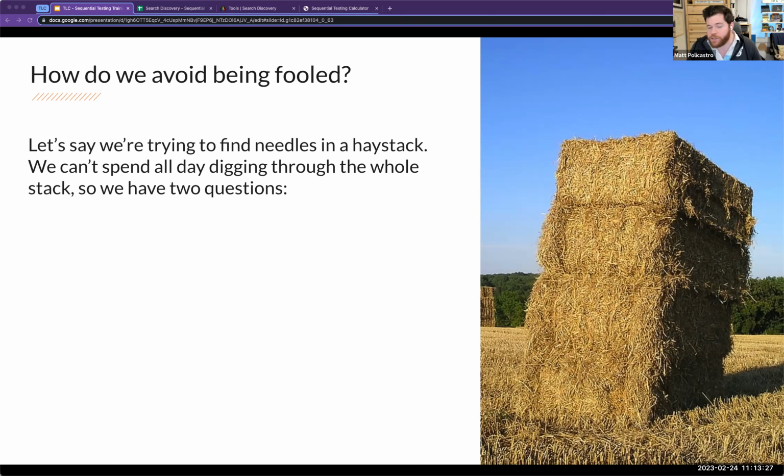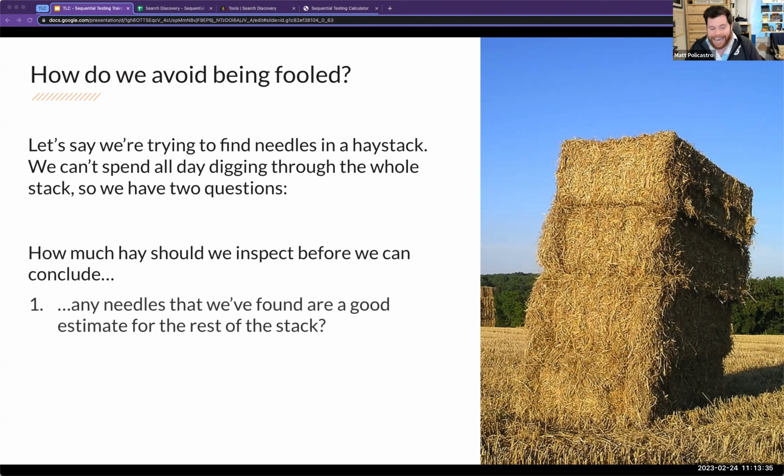So we should start thinking about this in the frame of two different questions. The first of those questions is, how much hay should we inspect before we can conclude that any needles that we have found are a good estimate for the rest of the stack? That's the first question we want to have in our mind. And the second question is, how much hay should we inspect before we can conclude that there aren't any needles at all in a given haystack? Those are the two questions that, as we navigate the farm, we inspect hay, bales of hay. I'm going to get that mixed up tons as we talk here today.